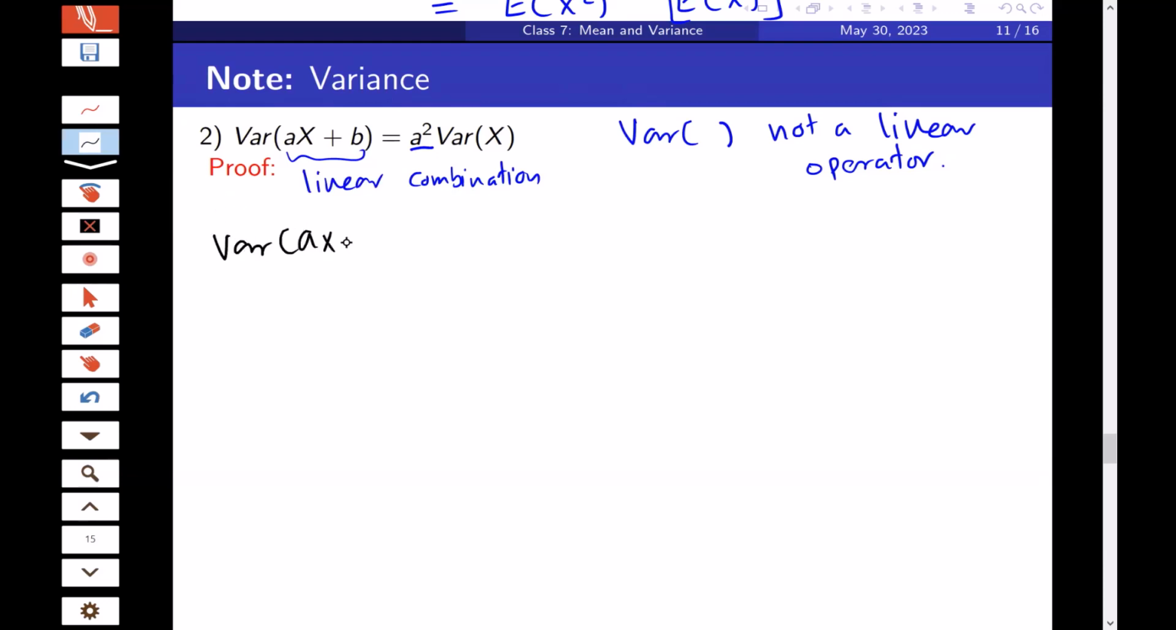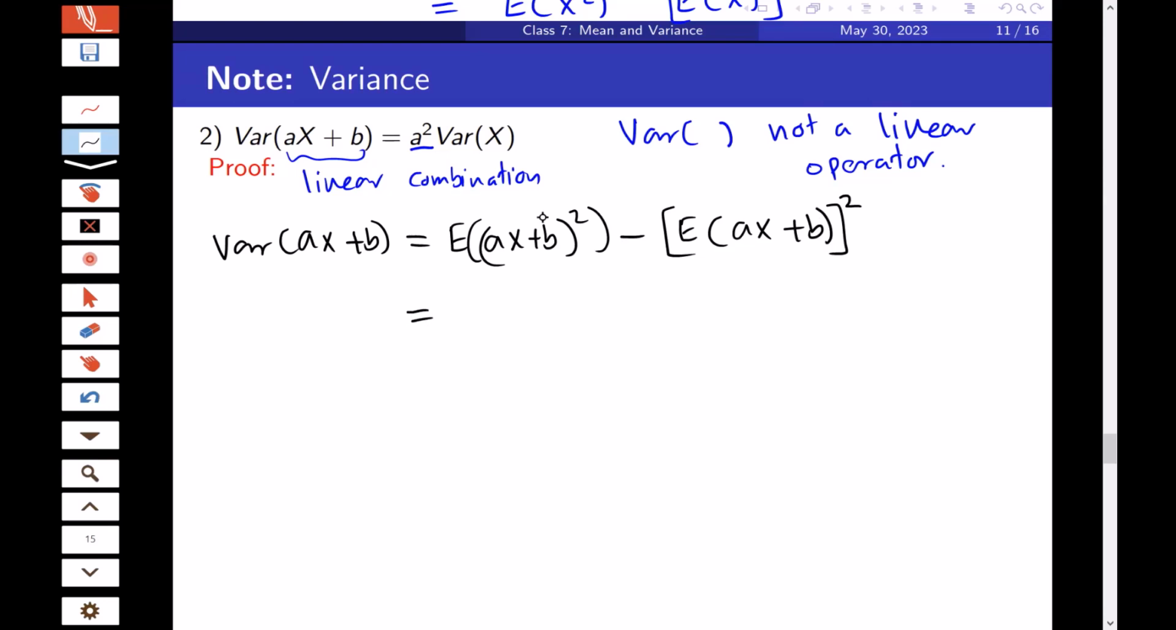So from the definition, I can write, from the previous rule, E of (ax plus b) squared minus (E of (ax plus b)) everything squared. Now I'm going to simplify this one. Keep E outside and expand this one: a squared x squared plus 2abx plus b squared.